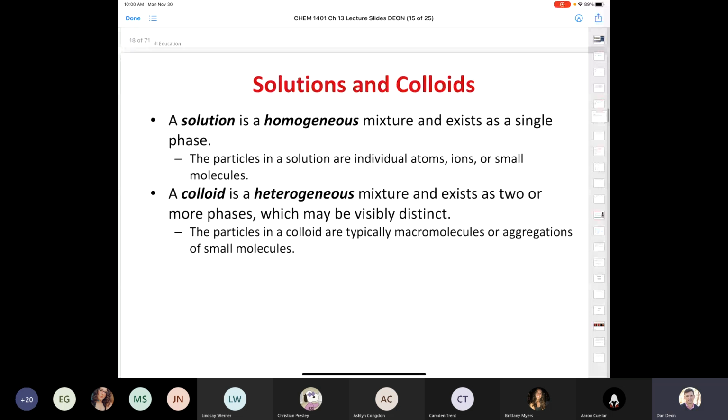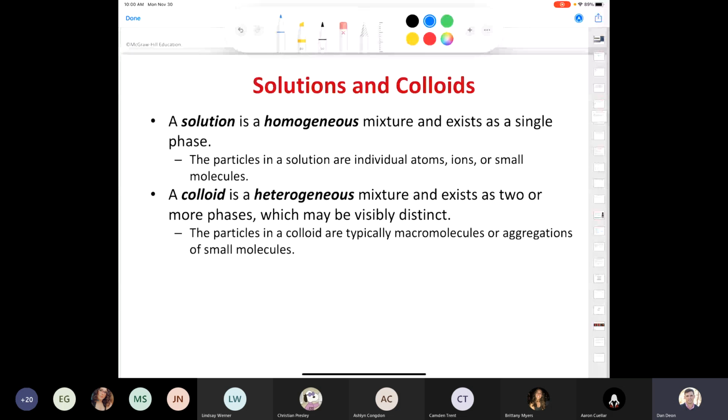Let's talk about solutions and colloids. You're already familiar with solutions to some degree, right? We see solutions everywhere in our day-to-day lives. A solution is a homogeneous mixture and exists as a single phase. The particles in a solution are individual atoms, ions, or small molecules, but it's homogeneous, one phase. For example, if you have a solution of Kool-Aid in water, you can't see the Kool-Aid crystals, can you? You know that you put a solid in the water, but then the solid disappears, and you just have one phase. So that's a solution. It's homogeneous, whereas a colloid is heterogeneous.